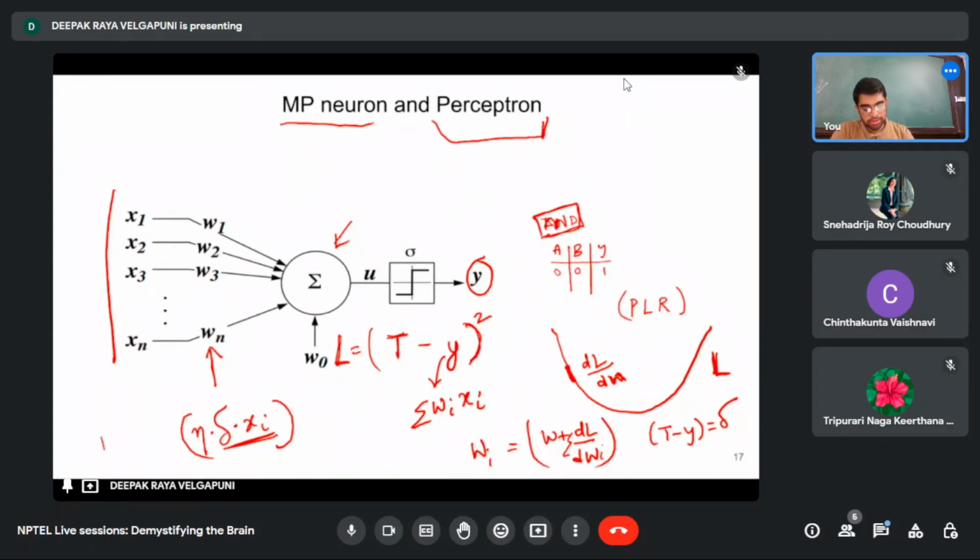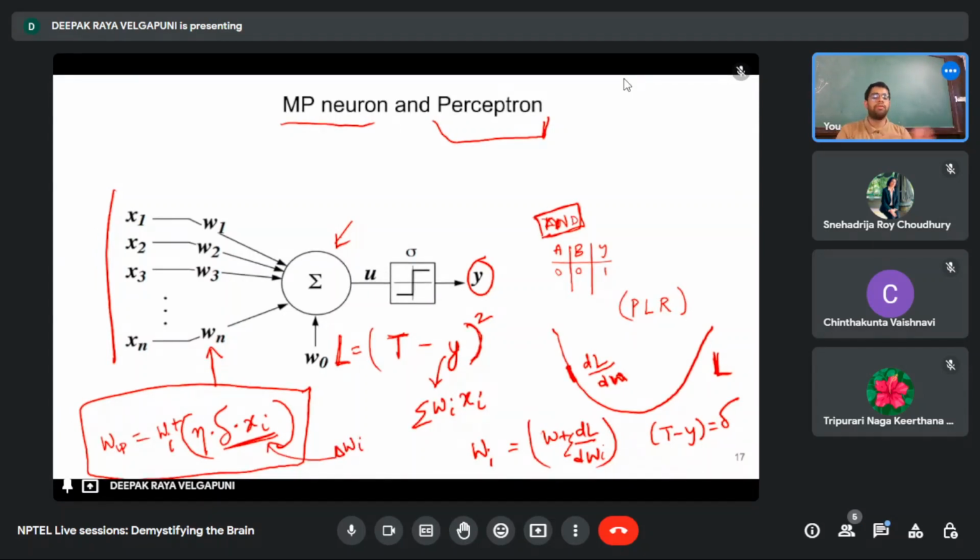So the updated w is equal to the initial w plus this gradient term. Let's say this is delta wi. You change the weights for every feed forward, you get feedback again, and like that you change the weights and learn the function. This is the perceptron learning rule.